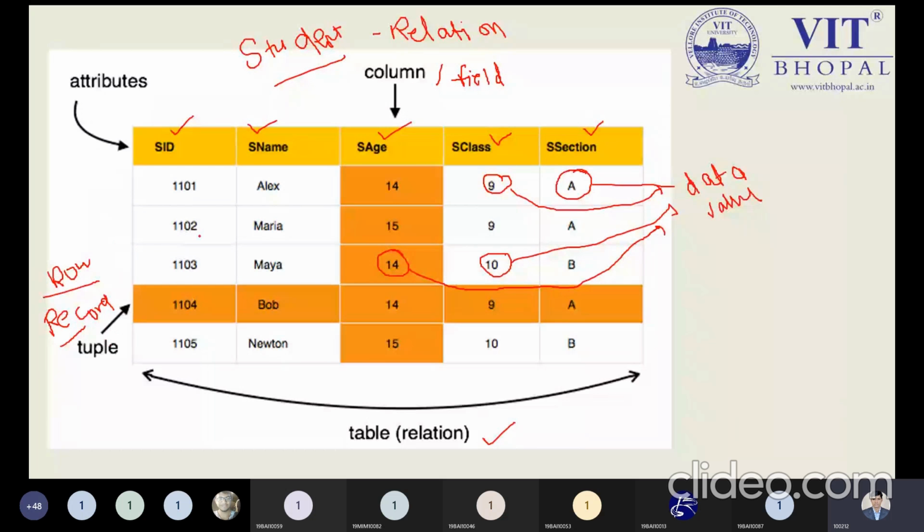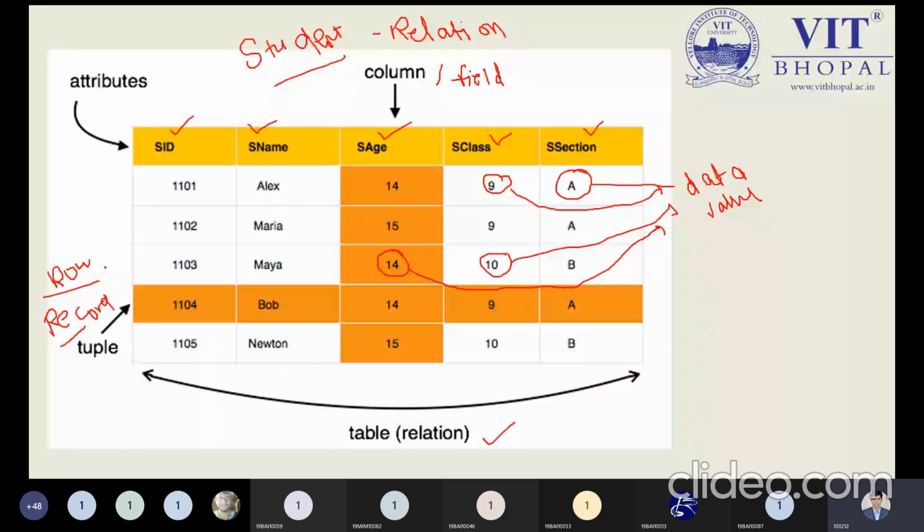So we have the record. A record is a collection of values which are represented by the columns. In the relational model, we can say a tuple is a collection of the values which are represented by the attributes. Suppose we have the 9, so what is this 9? This 9 is a value, which is represented by the S class in this tuple, shown in orange color.